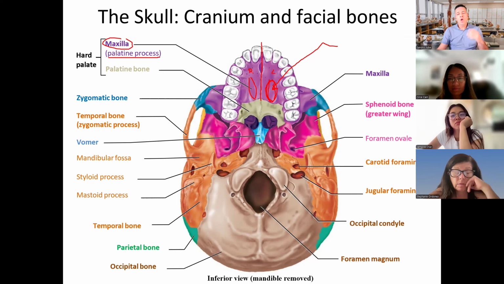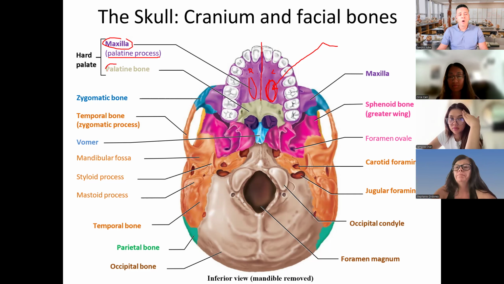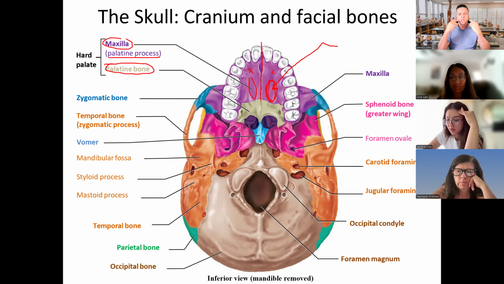Excellent. Now, not only do we have a maxilla on the roof of the mouth, but we also have another bone called the palatine bone that also makes part of the roof of the mouth, all the way in the back. So don't confuse palatine bone with palatine process of the maxilla. The same way that we have a zygomatic bone and we have a zygomatic process of the temporal. Two different things. Okay.